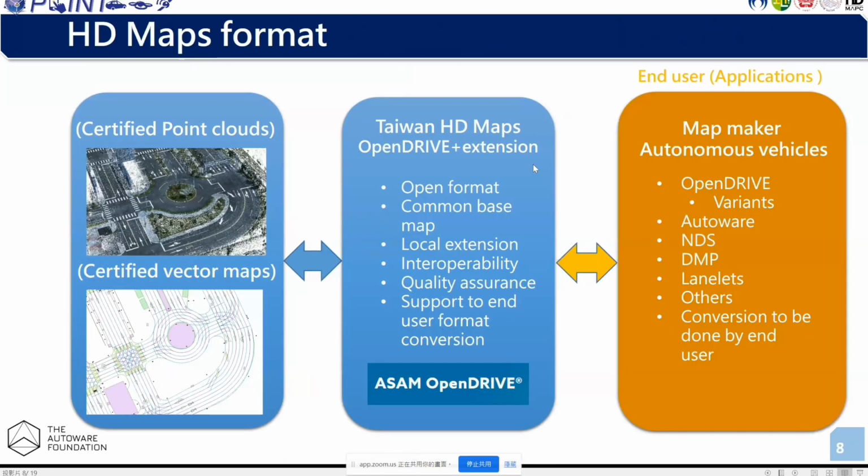And there are three kinds of HD map formats in Taiwan: point cloud is LAS format, vector map is shapefile format, and the Taiwan HD maps use OpenDRIVE with extension format. And this format can also be converted to the format that a company needs, for example Autoware, the related DMP or NDS, and others.